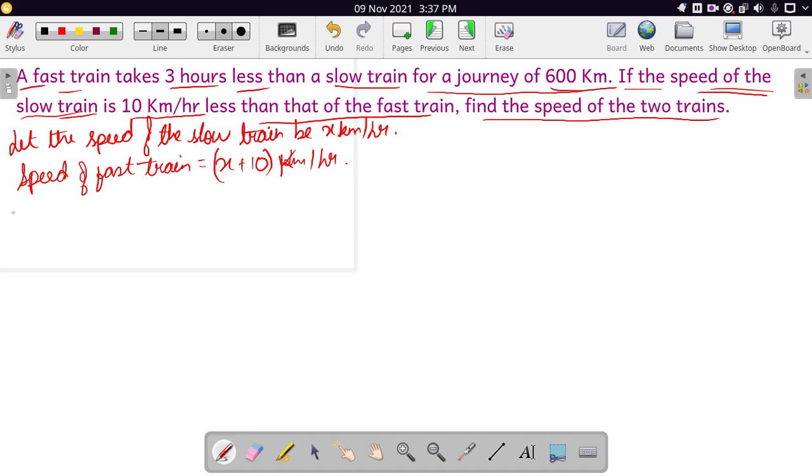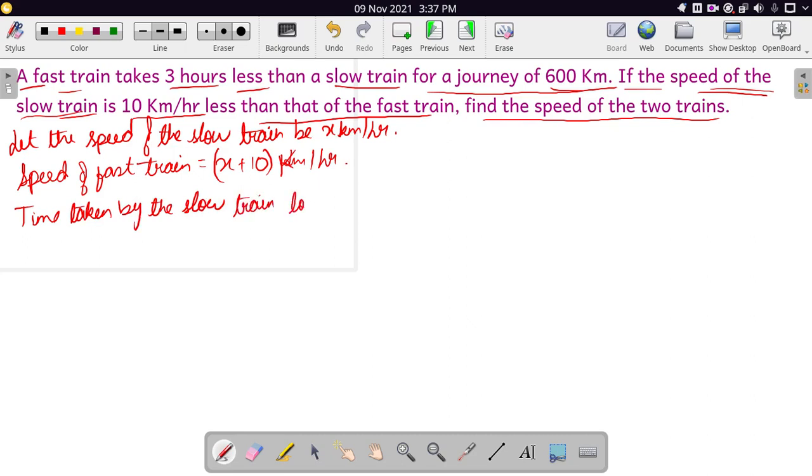It's done. Now speed has been done. We have taken the speed of the slow train and the speed of the fast train. Now we will consider the time of the slow train and the time of the fast train. How will we do that? Let us write over here, time taken by the slow train. The same formula: speed is equal to distance by time.